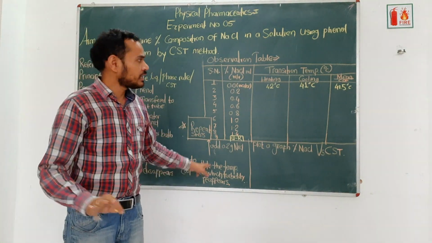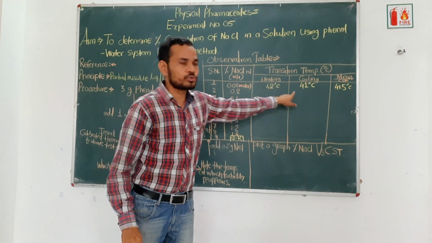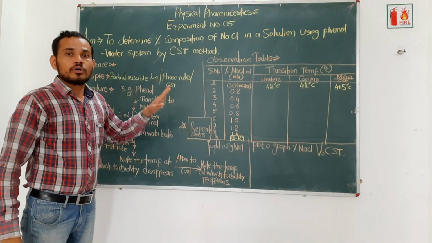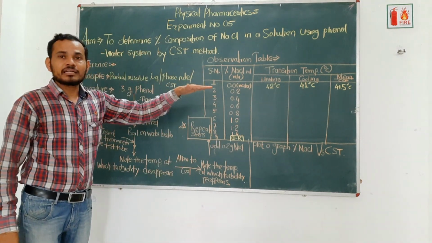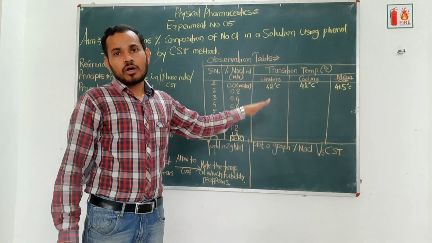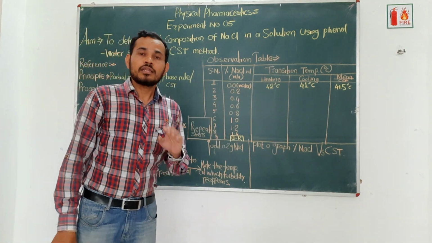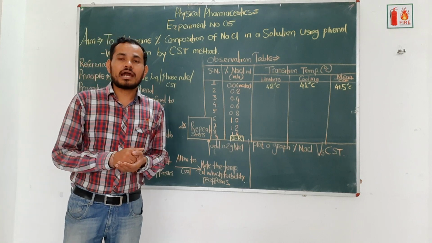I am just doing demonstrative examples. These are not the true values. Okay, so this is how we are getting the critical solution temperature of the phenol water system. Now, what is the impact when we are going to add a certain solute?